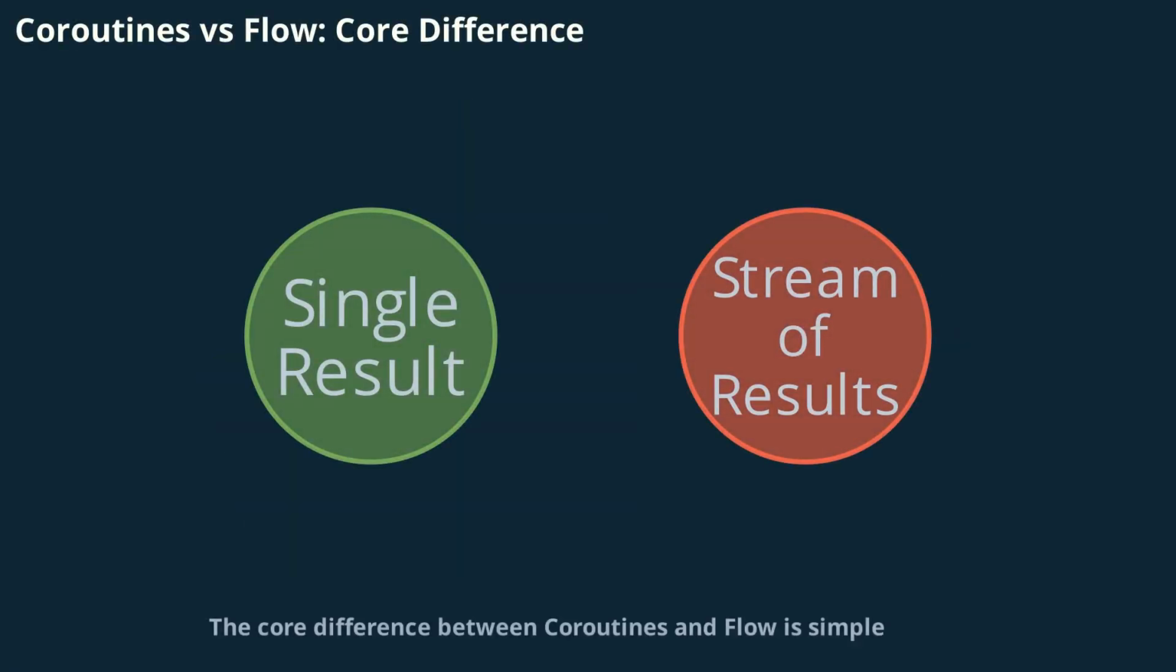The core difference between coroutines and Flow is simple. Coroutines are for single results, while Flow is for streams of results. This distinction is crucial for writing efficient and maintainable code. By understanding this, you can avoid common pitfalls and choose the right tool for each task.